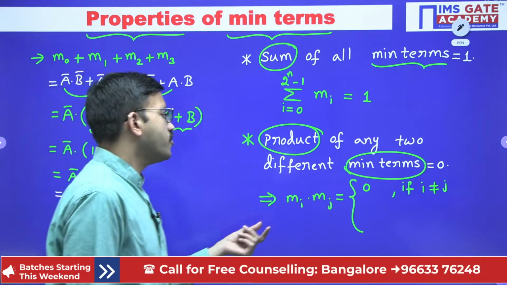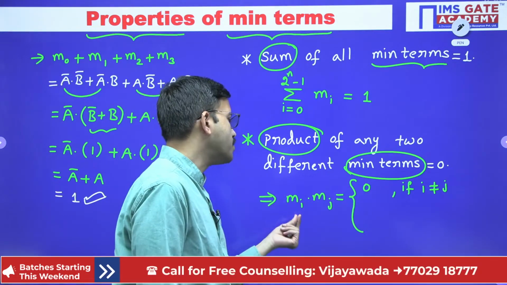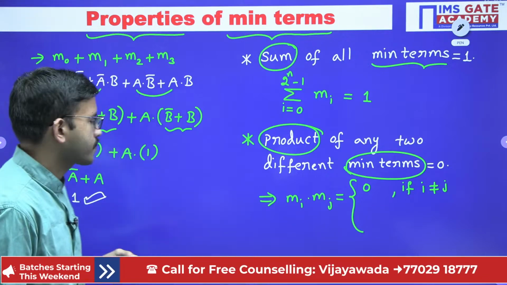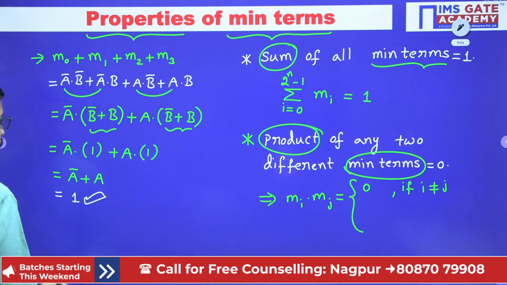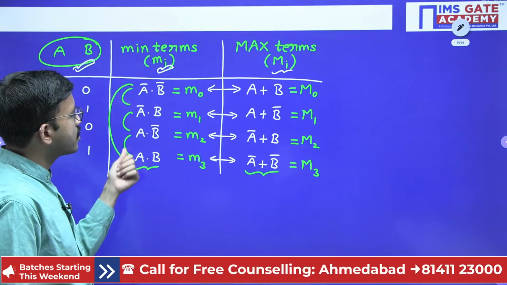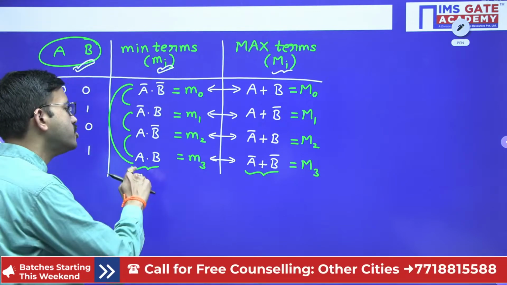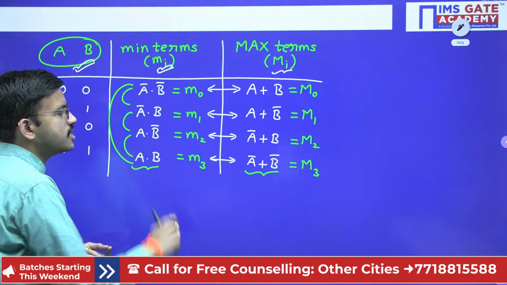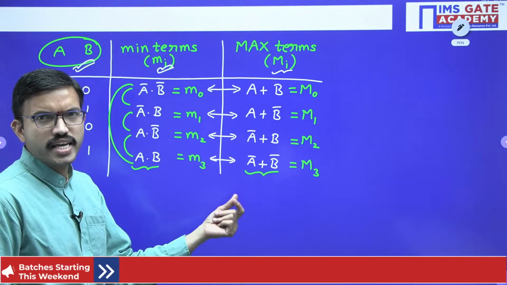Suppose you are multiplying Mi with Mi, or similarly Mj with Mj, what will you get? In that case, you will get the same minterm, yes or no? For example, AB I have considered, that is M3. If you are multiplying it with the same term, AB, A into A is nothing but A, B into B is nothing but B. That means you are getting once again the same minterm, just like X into X is nothing but X, right?